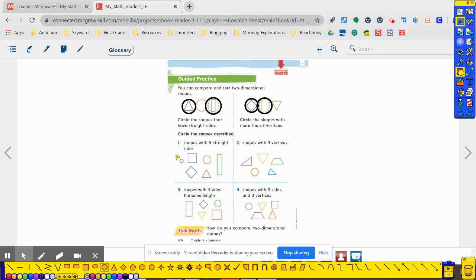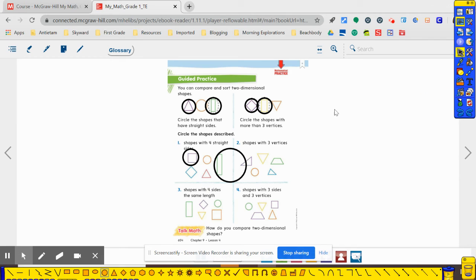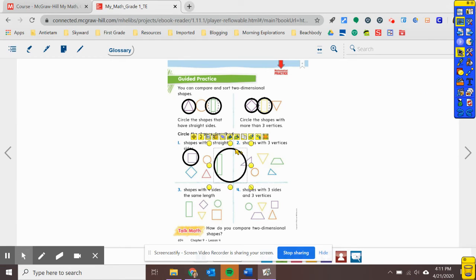So number 1 says shapes with 4 straight sides. Okay, 4 straight sides. I see this square. Squares have 4 straight sides. No, not a circle. Rectangles have 4 straight sides. Move my circle over. I'll just make my circle smaller.